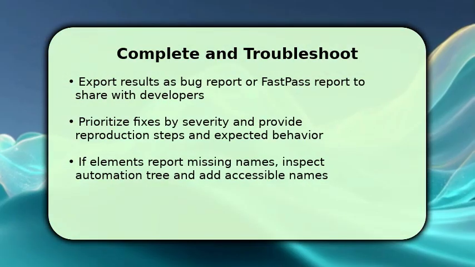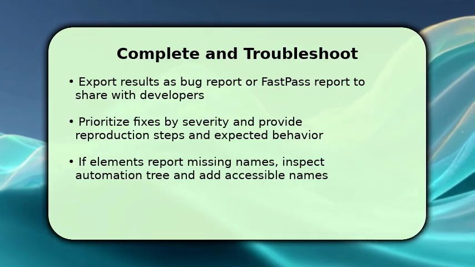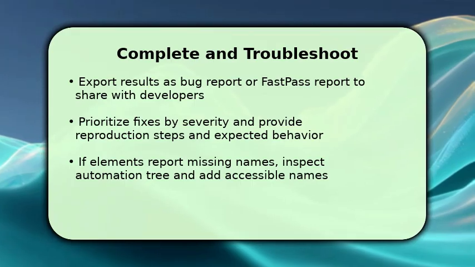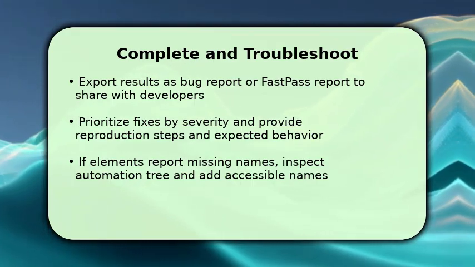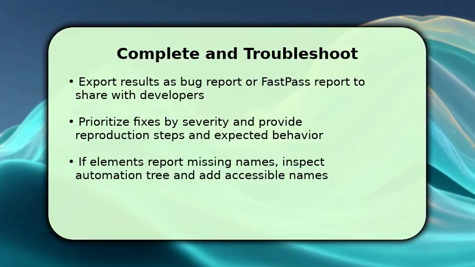To finish, export the findings as a bug report or FastPass file and share it with your team so work can begin. Prioritize issues by severity, include reproduction steps and the expected accessible behavior, and attach screenshots or recordings.